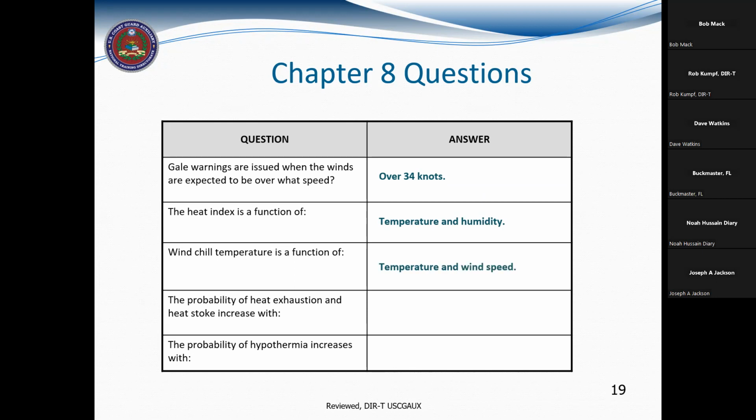The probability of heat exhaustion and heat stroke increase with? Temperature, humidity. Correct. The probability of hypothermia increases with? Decreasing temperature, increasing wind speed.